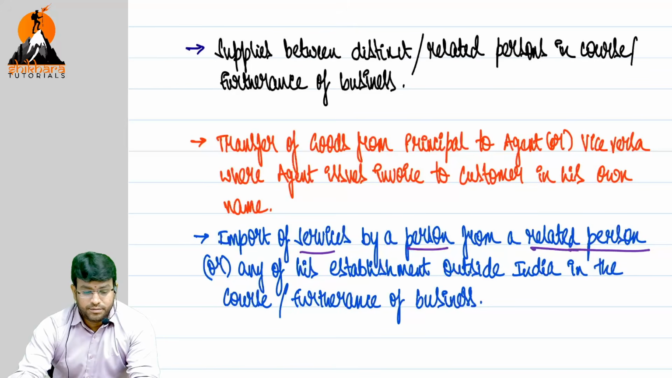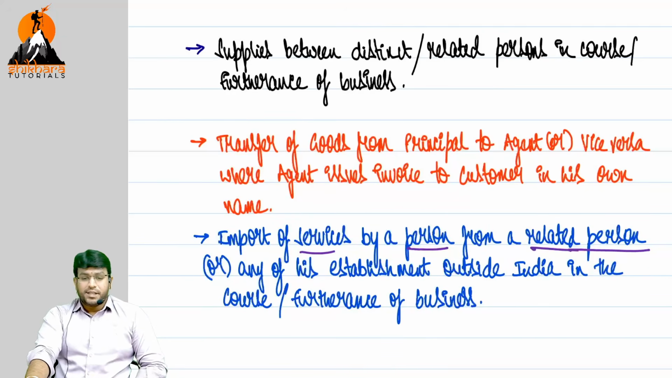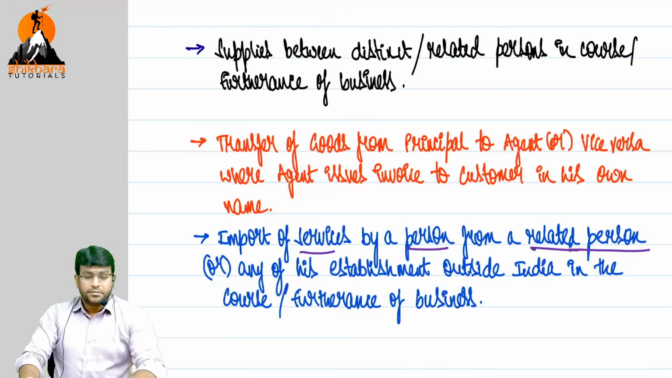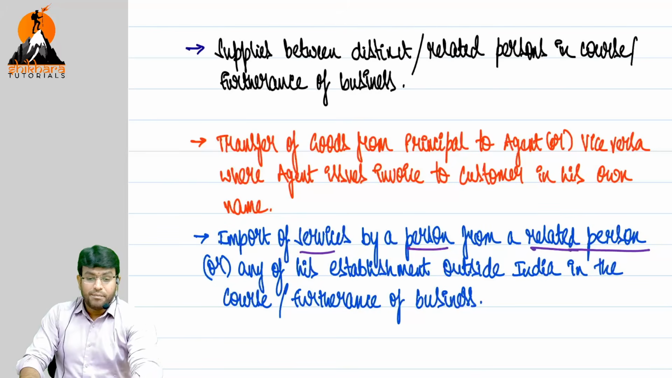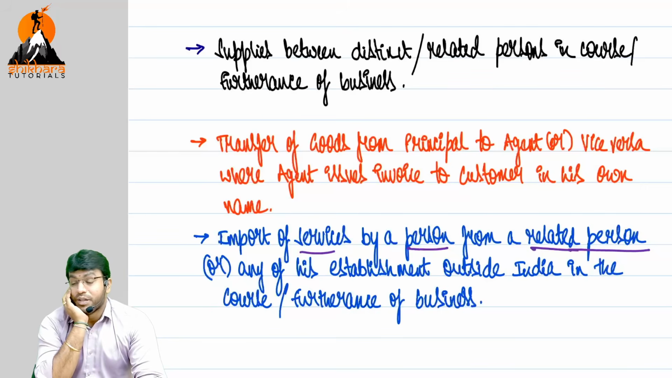Clear? Right? Then next point. What is the next point? Export of services by a person from a related person. This is important. The star mark also for this point, please.